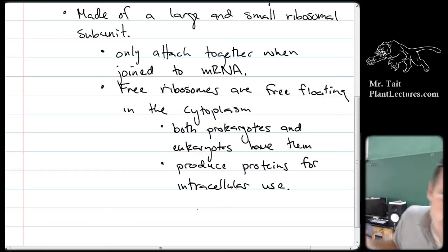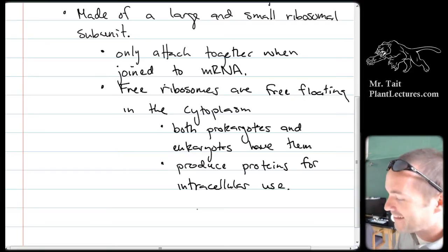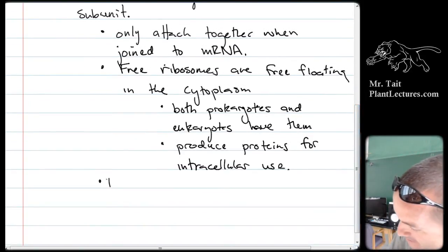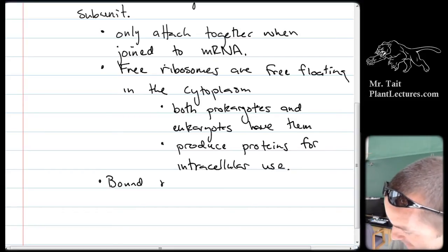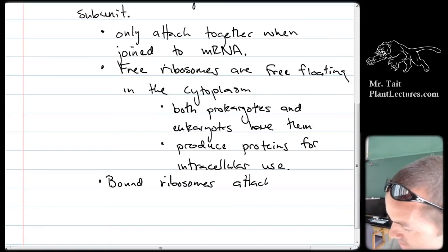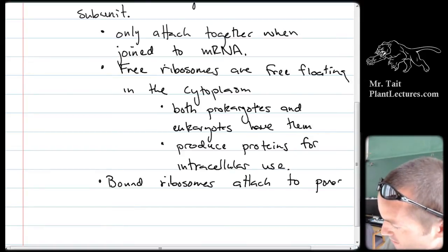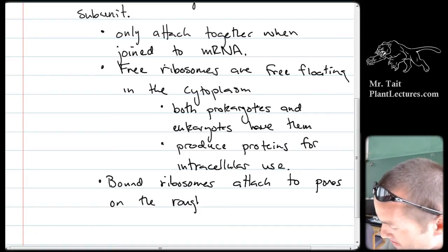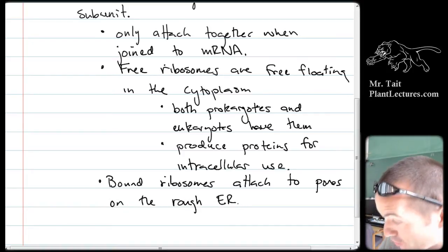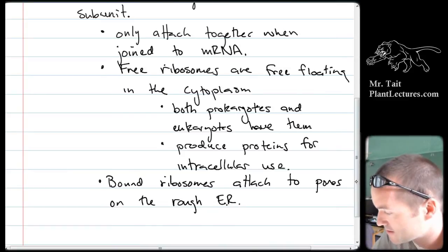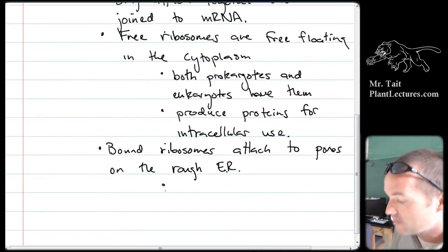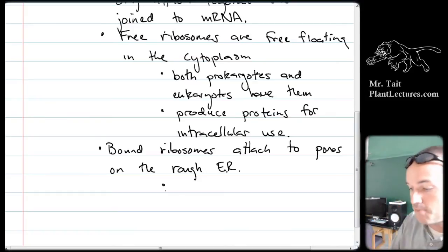All right. So what else was I talking about? Okay, so the other ones, bound ribosomes. Bound ribosomes attach to pores on the rough ER. And therefore, they're only found in eukaryotes because prokaryotes don't have rough ERs, right? And these are going to produce proteins for export.